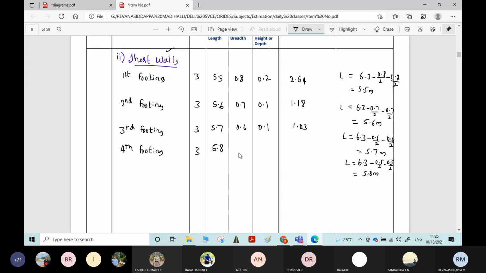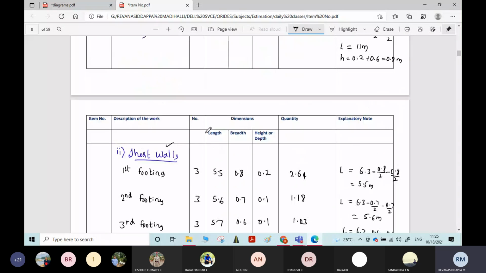It is not mandatory to write the explanatory notes. It is for your convenience. 0.5 meter is the width, and the corresponding height is 0.1 meter. What is the total quantity you told? 0.87. Okay. After the fourth footing, what next?